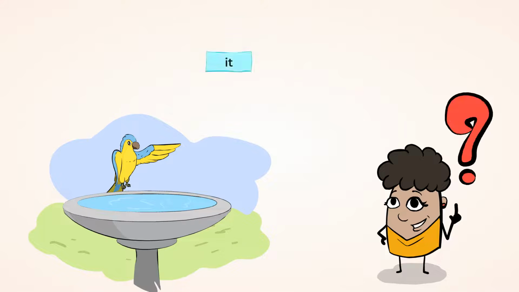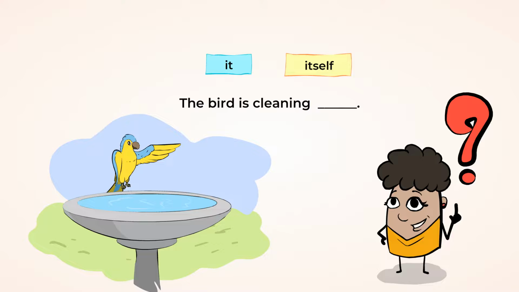Should we use it or itself? The bird is cleaning blank. Because the bird is the one doing the action and it's still the same bird later in the sentence, we need a reflexive pronoun. The bird is cleaning itself.